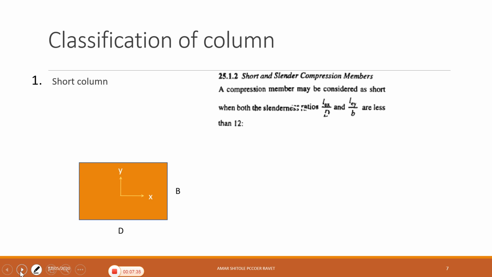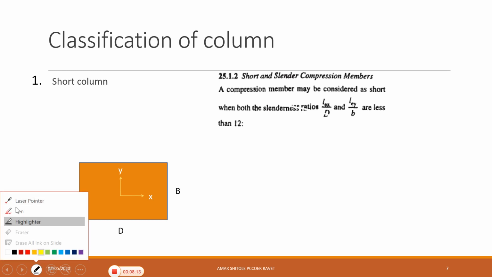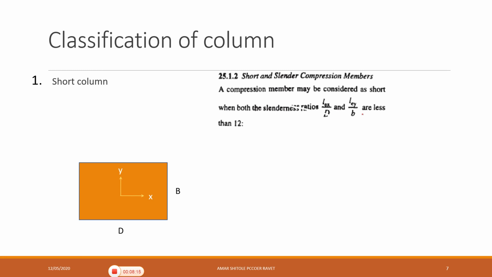To define the short column, IS 456-2000 has already given clause 25.1.2, the short and slender compression member. According to the IS code, a compression member may be considered as short when both slenderness ratios, that is Lex by D and Ley by B, are less than 12. So less than 12, this is very important. In both cases, the slenderness ratio must be less than 12.